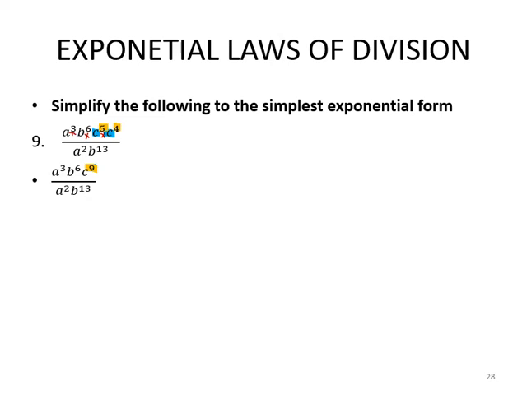Now that I have simplified this, same bases. This is the same base, a. There's another base of a in the denominator. So I can subtract the exponent. So the a will move to the numerator, and then I'm going to take 3 minus 2. What about the b's? The numerator b has an exponent of 6. The denominator b has an exponent of 13.